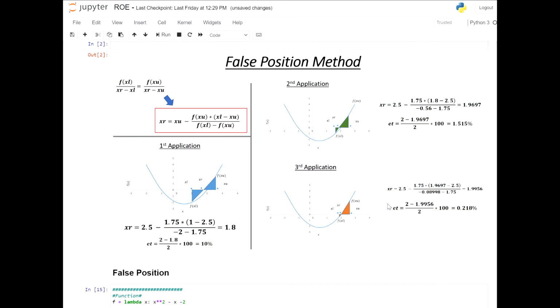So in this lesson we're going to go through the Python code for the false position method. Now if you remember, the false position method is actually an improvement over the bisection method because now we take into account the function value at the upper and lower limit.